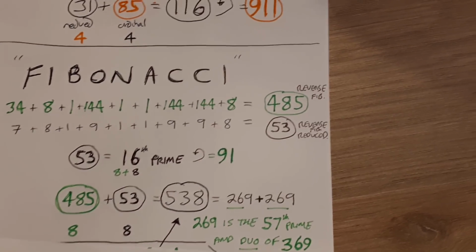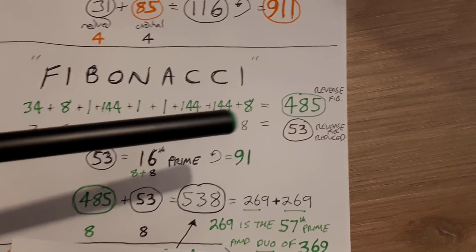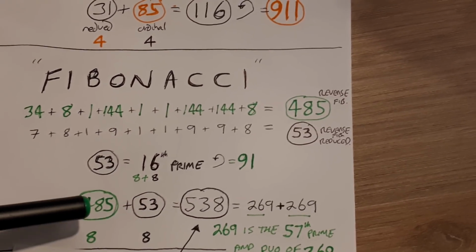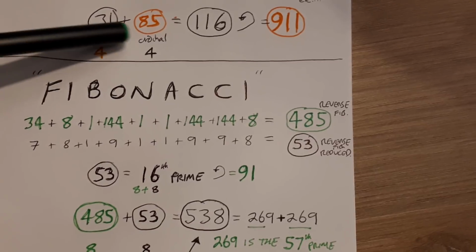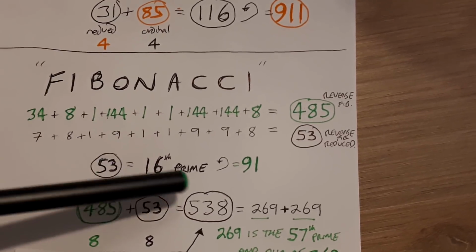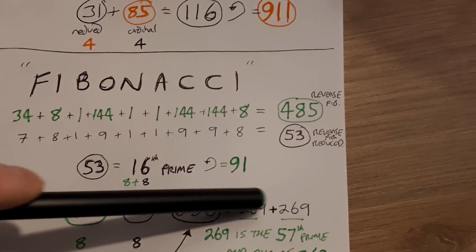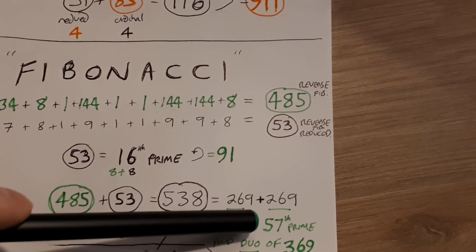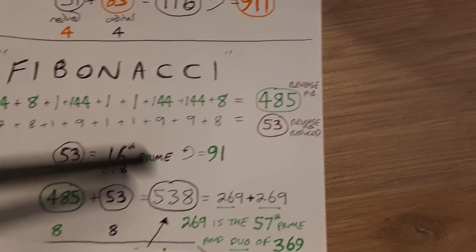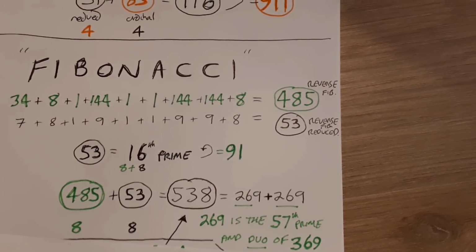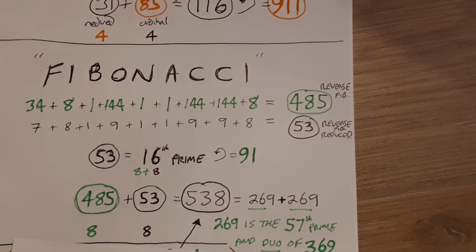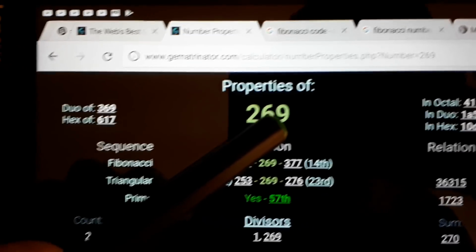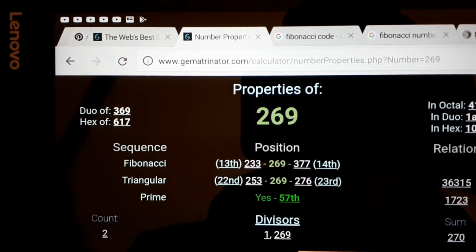Now, although 485 wasn't too interesting on its own, adding it to the reduced reverse, you get 538, which is interesting. Notice how there as well, 88 reduced, the ordinal way was 44. 538 is duality of 269. Add that together, you get 538. 269 is the 57th prime, and duo of 369. That's for 538. It's just confirming 269 plus 269 equals 538. 57th prime, duo of 369.